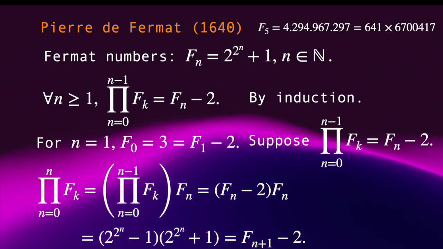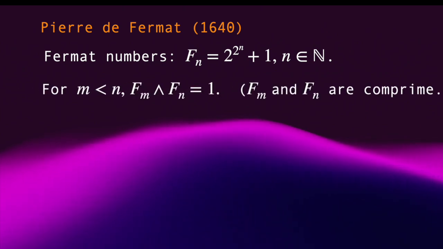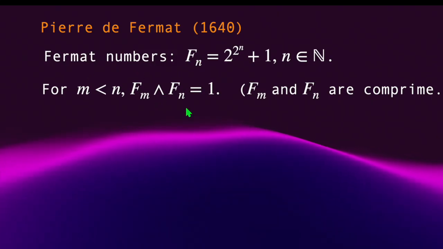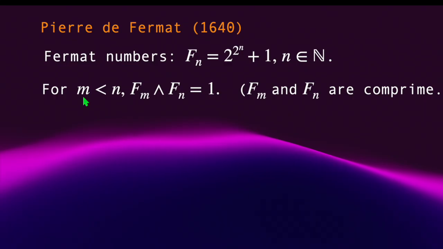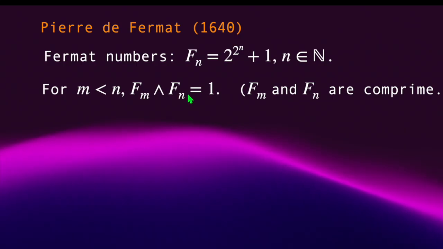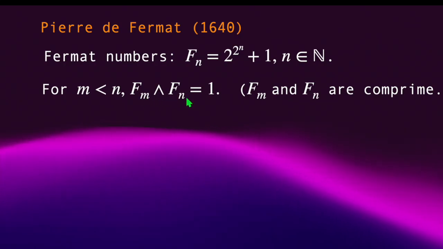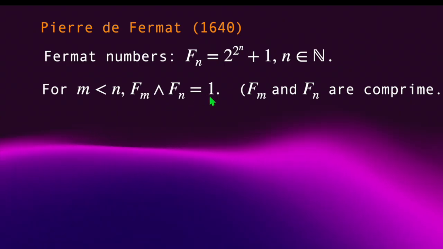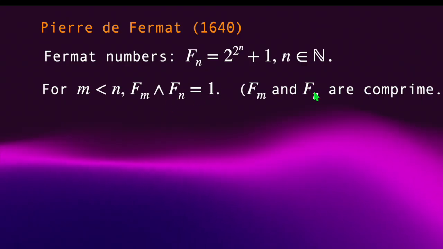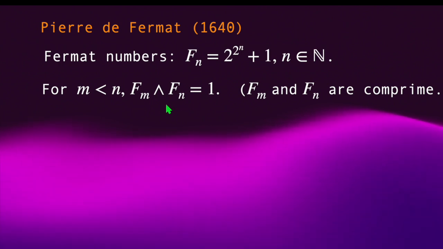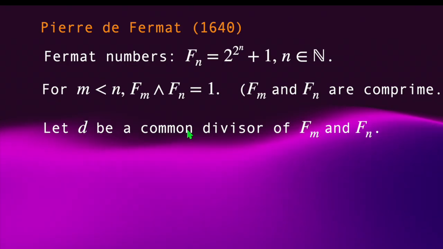Based on this identity, we can show that actually Fermat's numbers are coprime. If we take m less than n, then the two Fermat numbers Fm and Fn are coprime. This means that the only common divisor of these two numbers is 1. So we will prove that by using our formula. Let D be a common divisor of Fm and Fn.